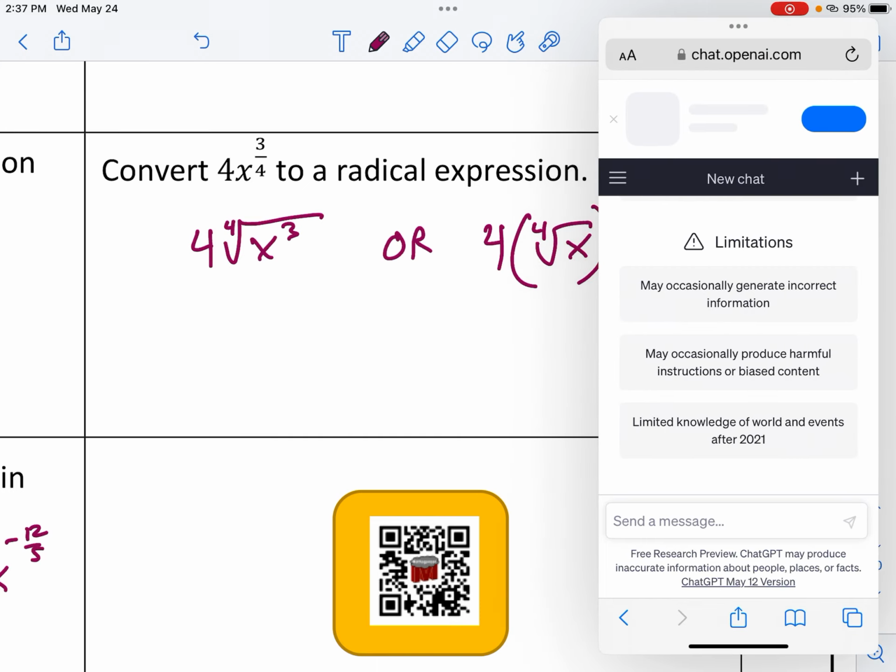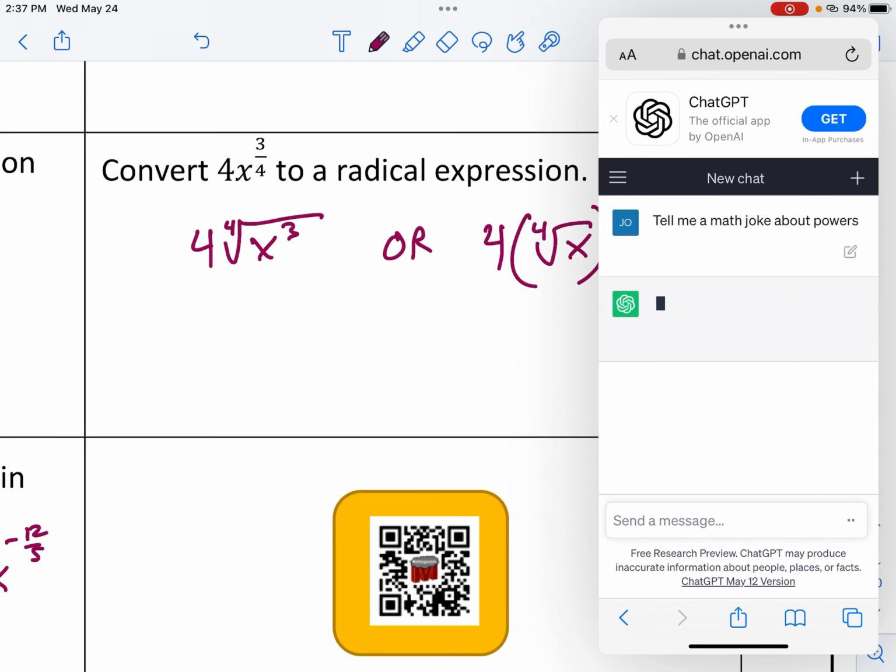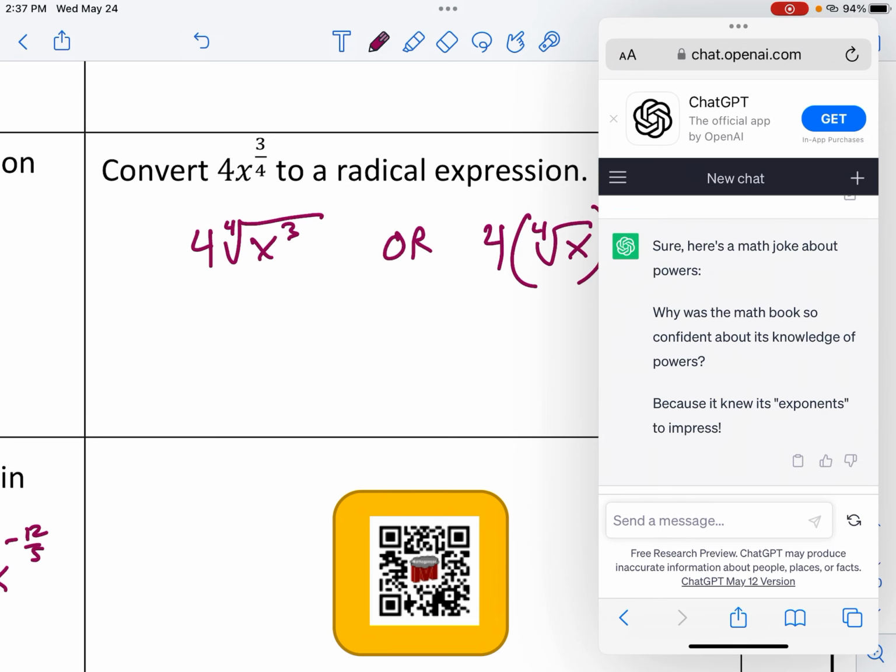All right, well, let's finish with an AI-generated math joke of the day. Let's see. Tell me a math joke about powers. Let's see if it can figure out anything about that. So here we go. Why was the math book so confident about its knowledge of powers? Because it knew its exponents to impress. It knew its exponents. I'm trying to say that in a different way that'll make it sound funny. And wow, that's just not quite getting it.